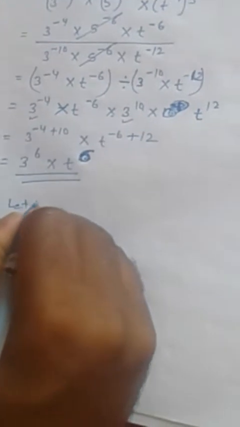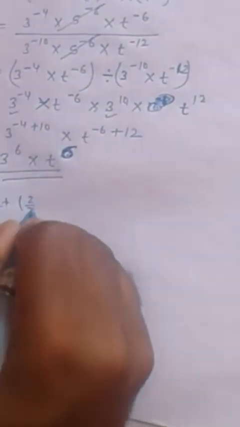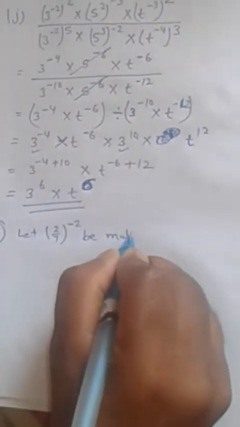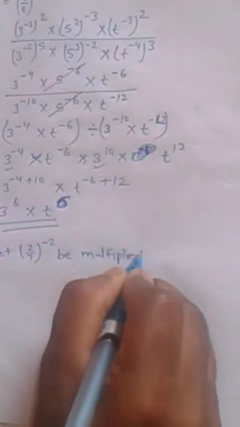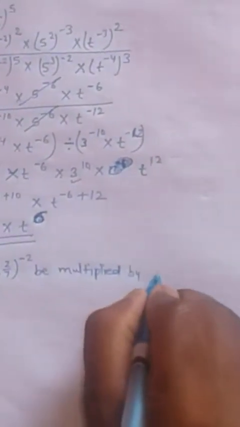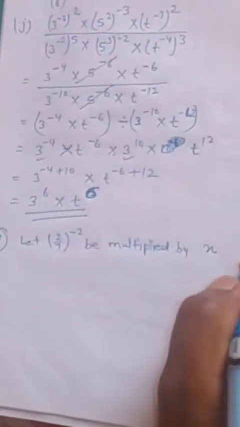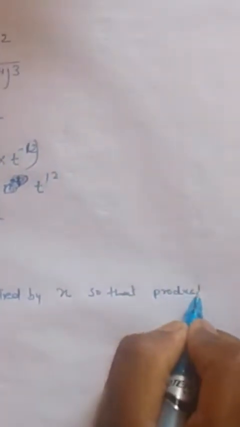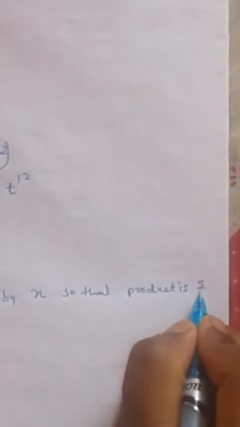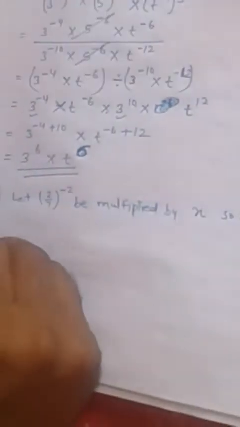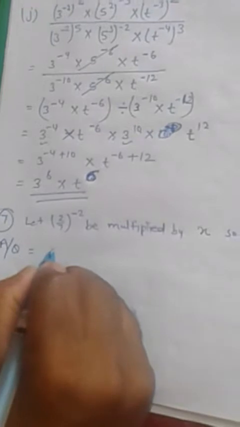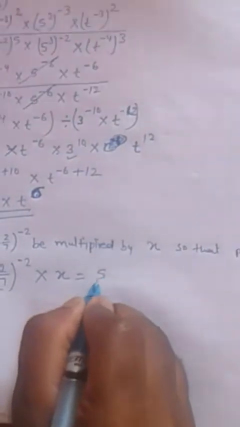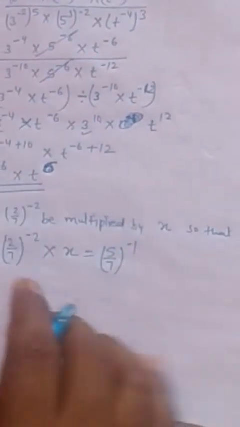Let (2 by 7) to the power minus 2 be multiplied by x so that the product is (5 by 7) to the power minus 1. According to the question, we can write (2 by 7) to the power minus 2 into x is equal to (5 by 7) to the power minus 1.